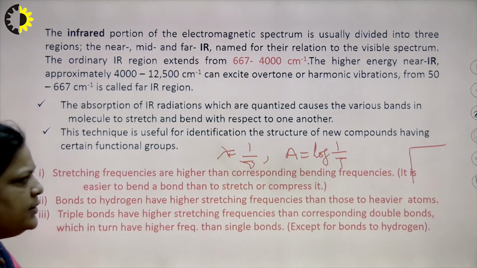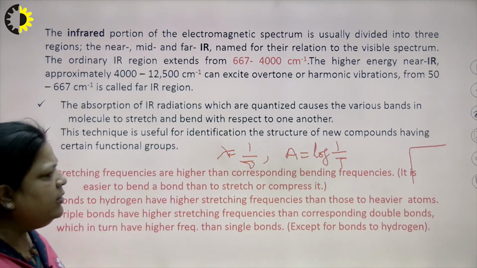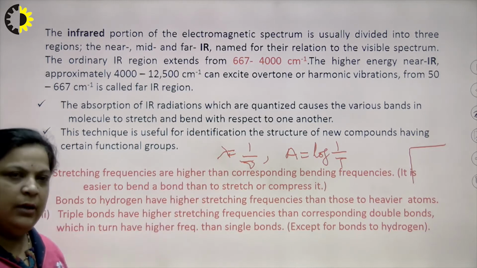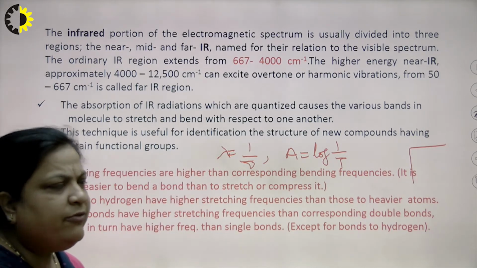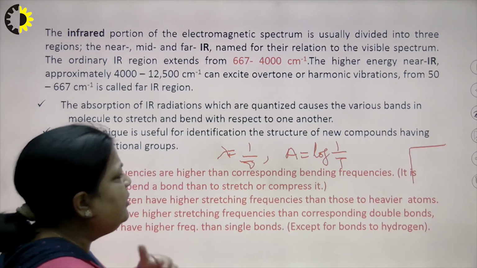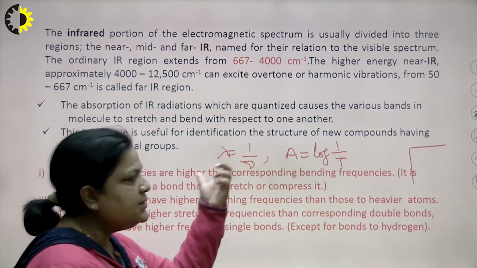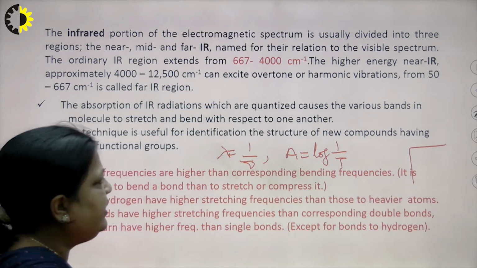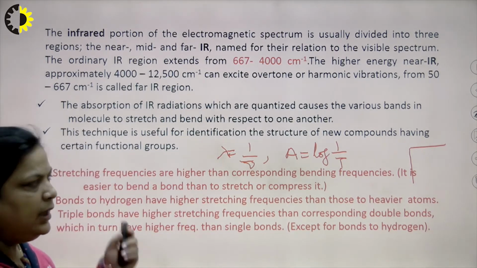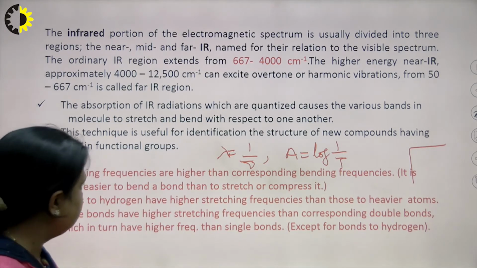If we know the absorbance, we can find transmittance, and if we know the wavelength, we can find the wave number. Since the energy is directly proportional to wave number, we can correlate the energy with the help of this wave number. This technique is very useful for identification of structure of new compounds having certain functional groups.